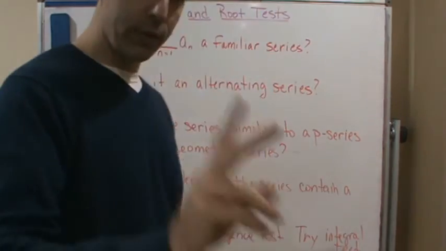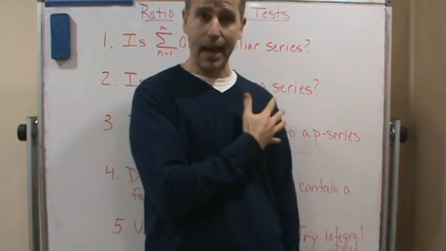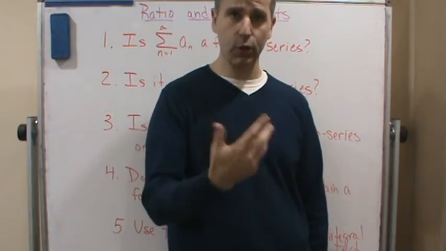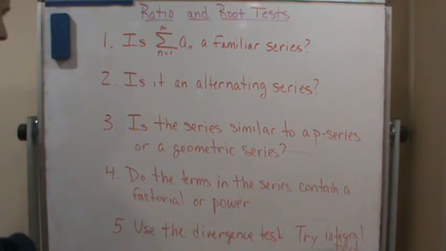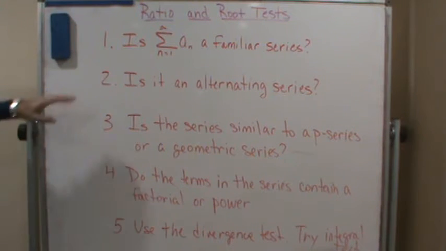The second thing is you've got to know the steps. You've got to know a process of what to go through. So here's the process that you should go through when looking at these things. First, is it a familiar series? Is it something you recognize? Again, doing lots and lots of examples will help you recognize familiar series.